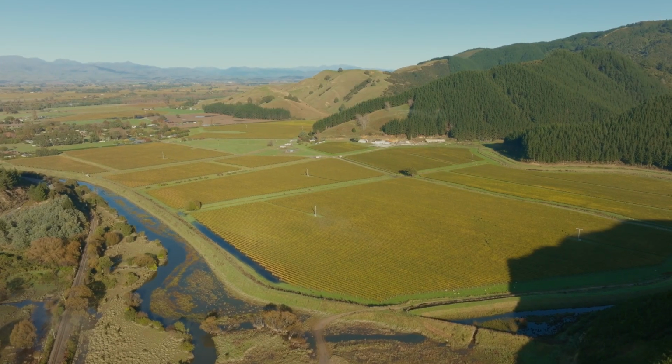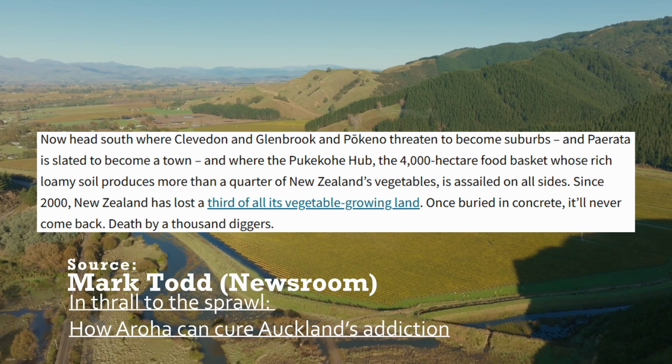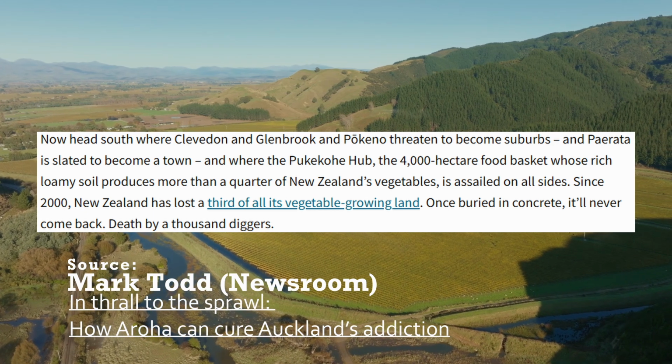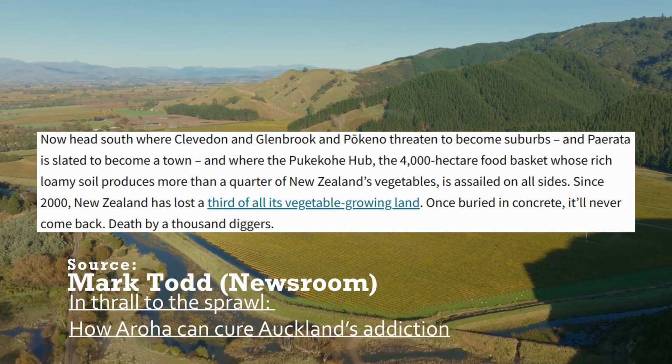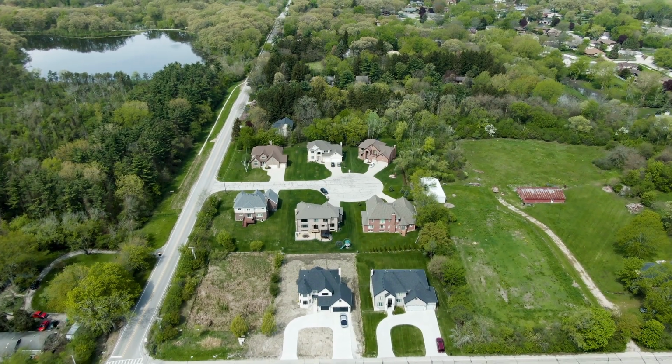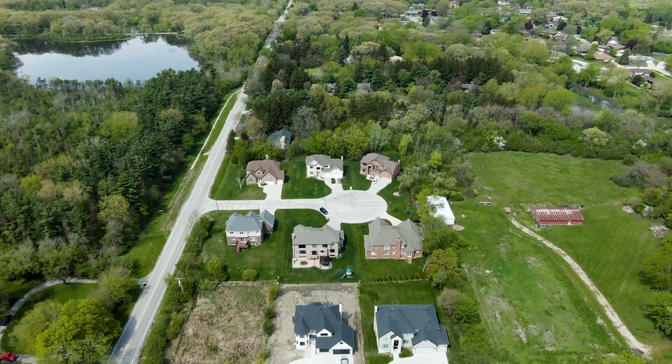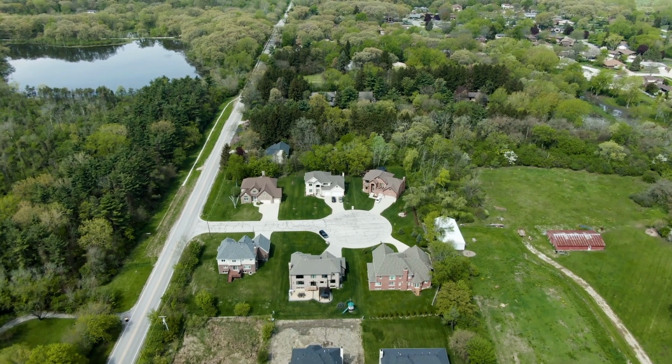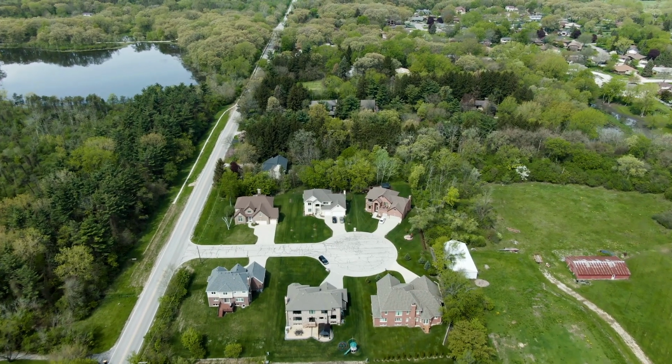Since 2000, a third of vegetable growing land in New Zealand has been lost to sprawl, with over 1 million birds being displaced and wetlands being drained in addition. As mentioned, people who live on cul-de-sacs are more likely to own cars, which increase carbon emissions through driving, and could potentially lock these emissions in for over a century.